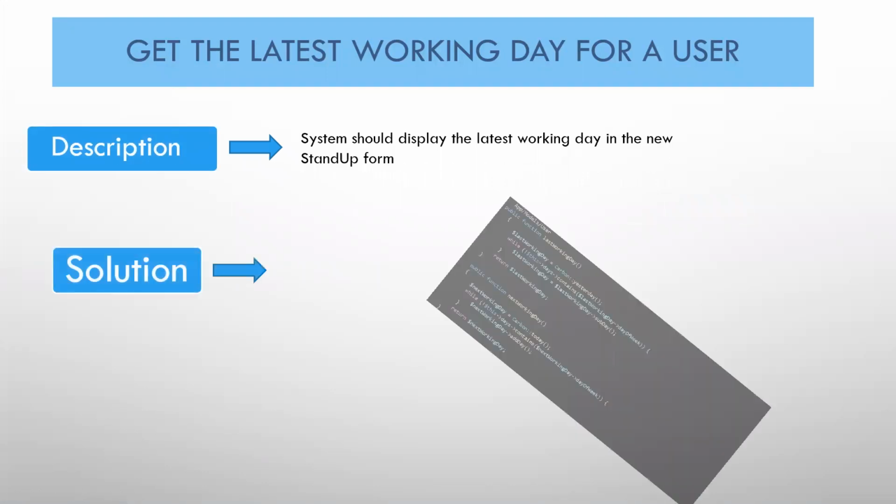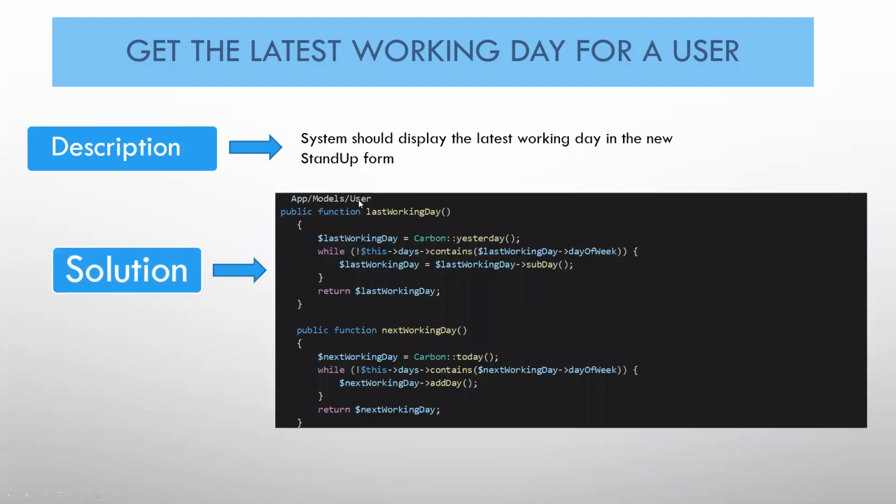To implement these features, I have created two methods in the user model. One to get the latest working day, and the other to get the next working day, using the Carbon PHP library and a while loop.